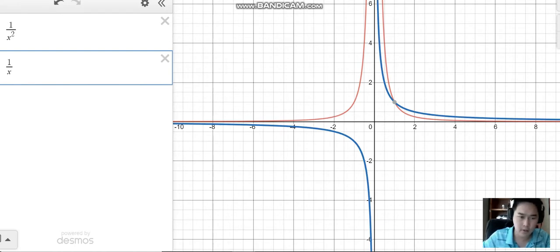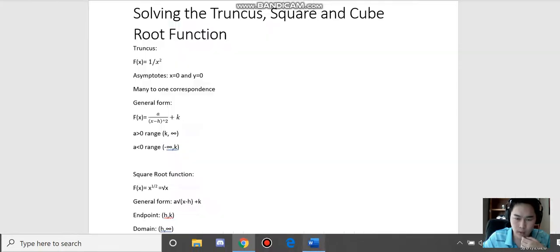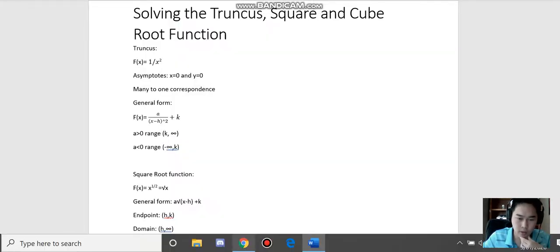The first thing you're going to see is that the range is only from 0, it's an asymptote, all the way to infinity, and the domain is all real numbers. That's the first thing you notice. As no x equals 0, y equals 0. It's a many to 1 correspondence.